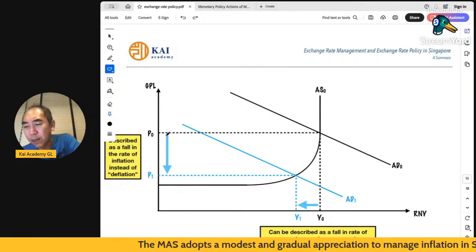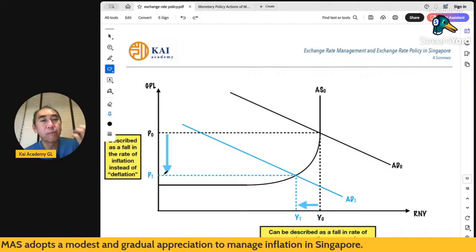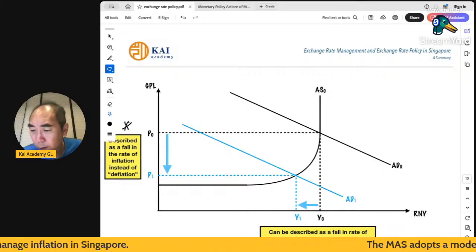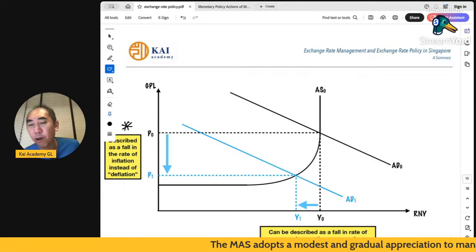So although graphically we're drawing a fall in GPL, we describe the situation as a decrease in the rate of inflation instead. Right? So please take note, this is really important. Right? So this is not a deflation, this is a decrease in the rate of inflation.